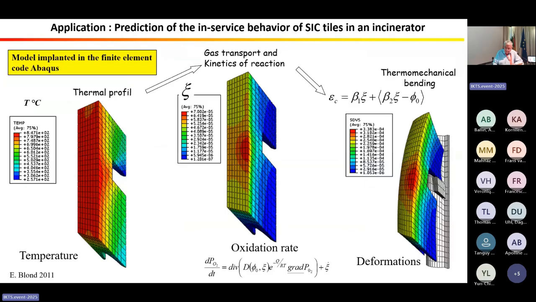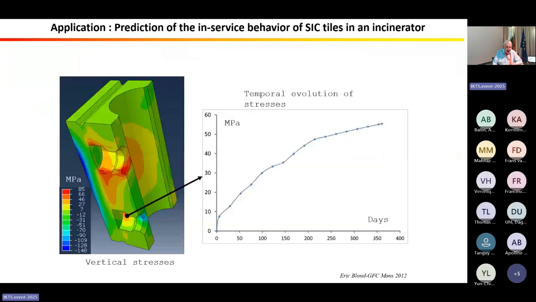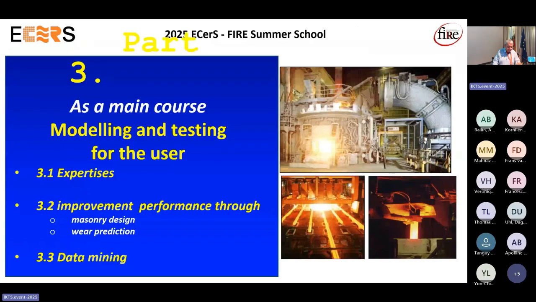We observe deformation. And we are able, by modeling, to determine the evolution of stresses. Here it's the vertical stresses in the tile versus time. And it's a very, very long time because it's practically 1 year. And this evolution is totally in agreement with the observation.